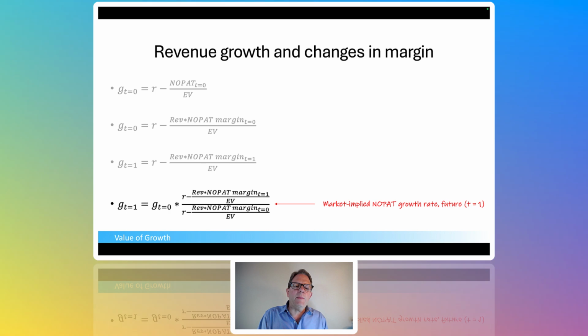It looks a little intimidating, but basically the market-implied revenue growth rate in the future, g at t equals 1, is equal to today's market-implied growth rate, and then this ratio. And the ratio is just capturing changes in margin. Ignore the formula for a moment. You can work through it. It's actually very simple once you play with it. EV doesn't change. R doesn't change. Revenue doesn't change. It's the margins changing. So all you have to do is change the two margins, which I'm going to do momentarily, and you can see how that affects your growth rate. That leftover, that residual growth rate, is revenue growth rate.